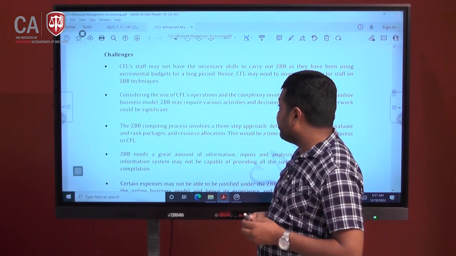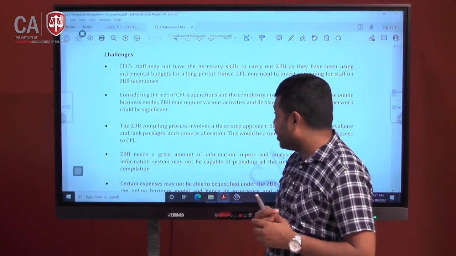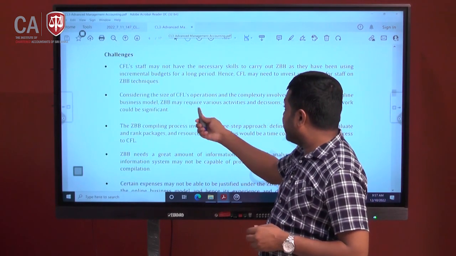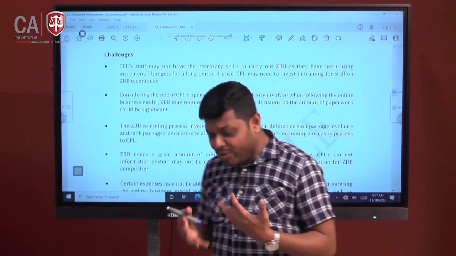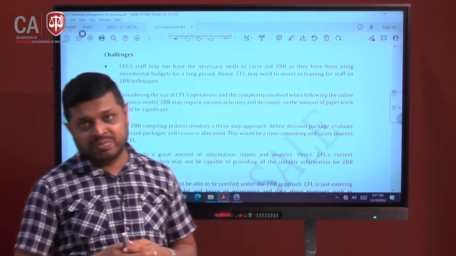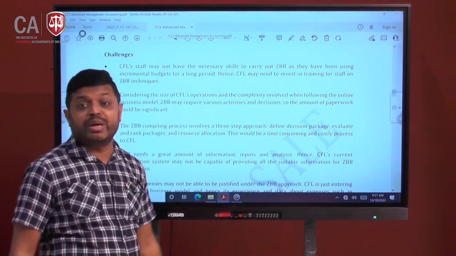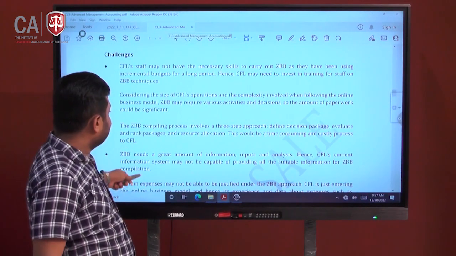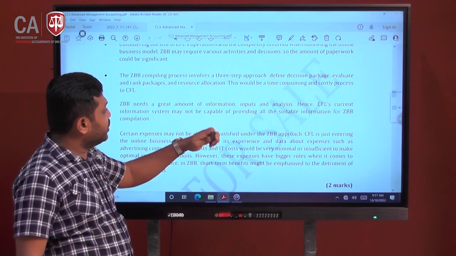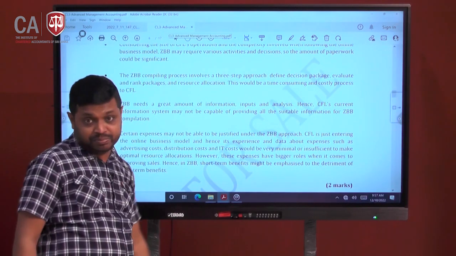Considering the size of CFL operation and the complexity involved in following the online business model, ZBB may require various activities and decisions. The amount of paperwork will be significant. It will be time consuming, and there might be so much paperwork to complete this task. That is the challenge. And a great amount of information and analysis is needed, and the current information system may not be capable.